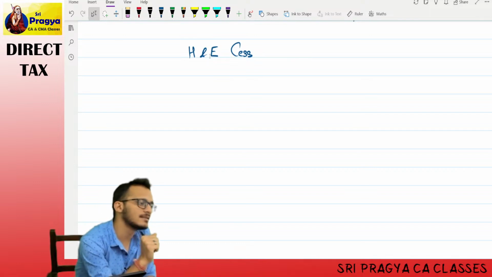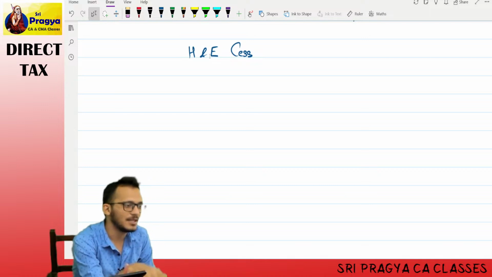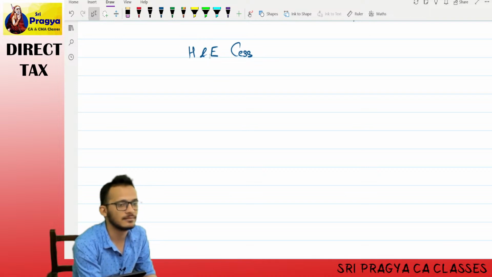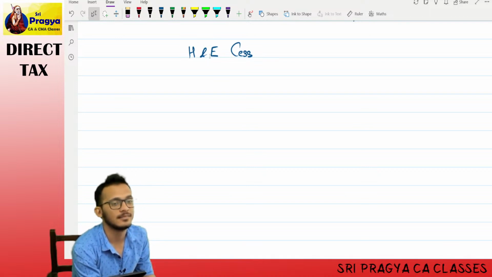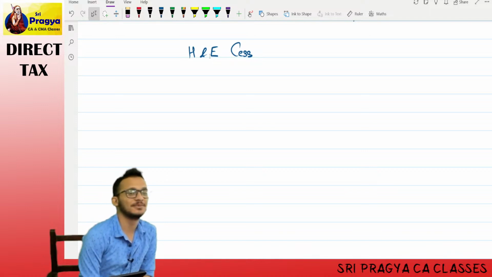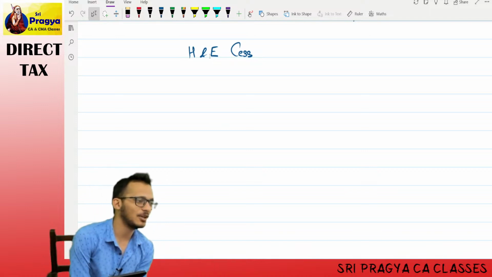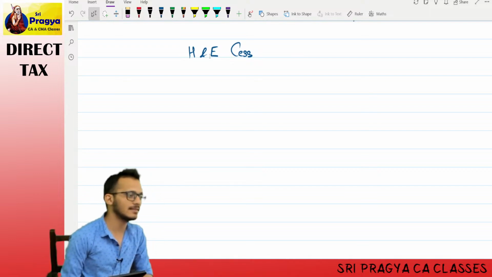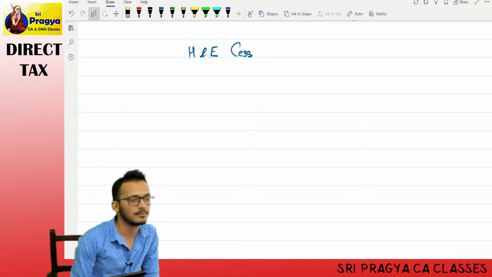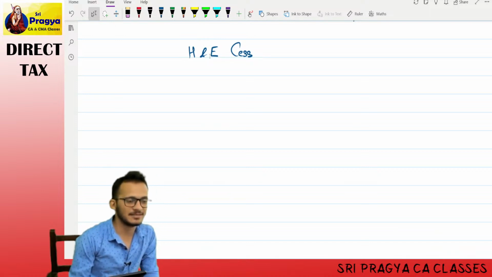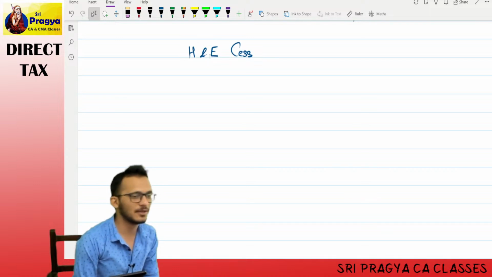Rahul, what is this health and education cess? Income tax came and said, see, whatever tax I collect does not go into my pocket. It goes for various activities. Predominantly it goes for, hey, if India was putting money in health and education, then we would have gone somewhere else.